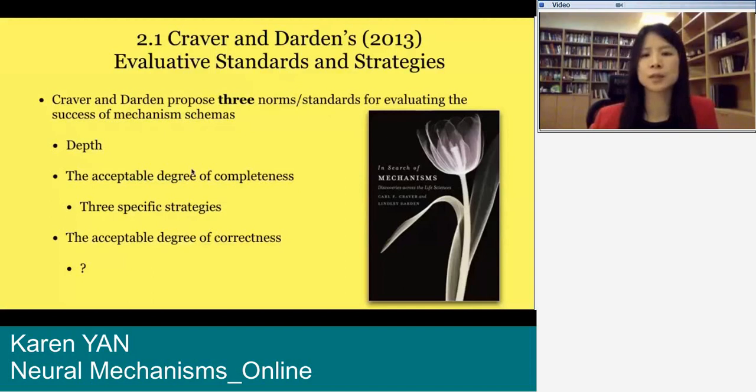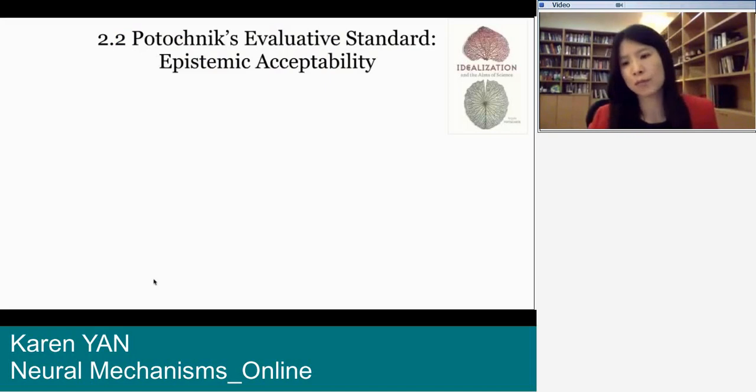So the summary of session 2.1 is that you see these three standards and they give you a detailed strategy, but in this part, there's still some insufficiency or underdevelopment. And here's where I think Potochnik's work is relevant and can supplement their work. But I want to first note that, of course, there's a difference between them.